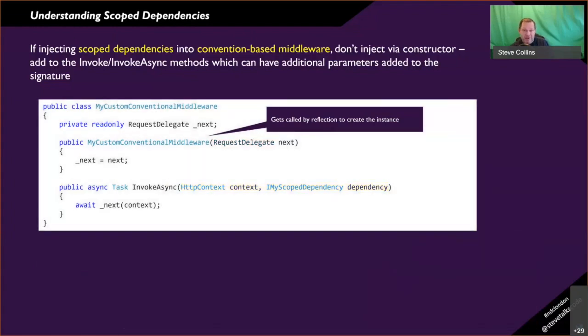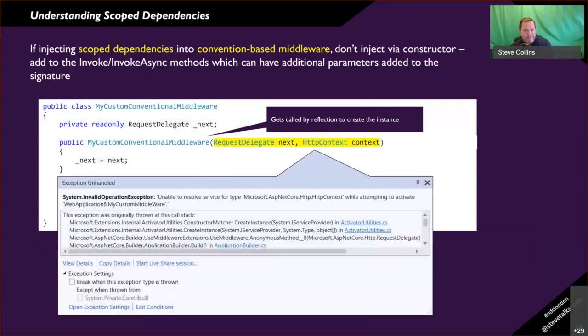What you also need to bear in mind is that the pipeline is created before the first request. So you won't be able to access anything related to HTTP context in the constructor of your middleware, as it doesn't exist at that point. You're still building the pipeline as you're going. If you do try that, you'll get an invalid operation exception, because at that point, the HTTP context doesn't exist, so nothing can resolve it, and kaboom, it blows up in your face.